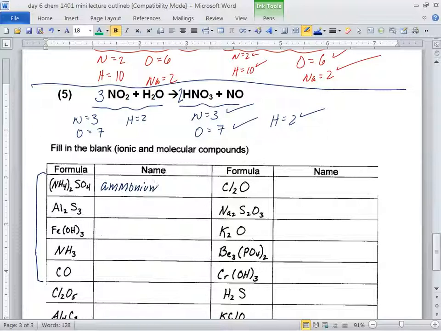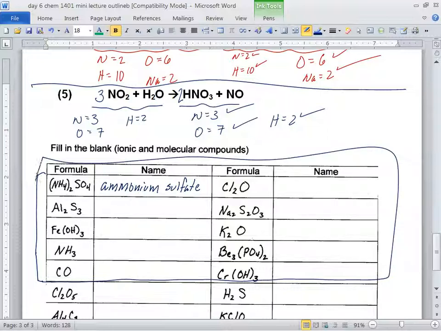So try to get away from using that table of polyatomic ions, because you have to have it known. Let's just name this, see if we can name this whole first top half of this box. If we have time, we'll name the bottom half.